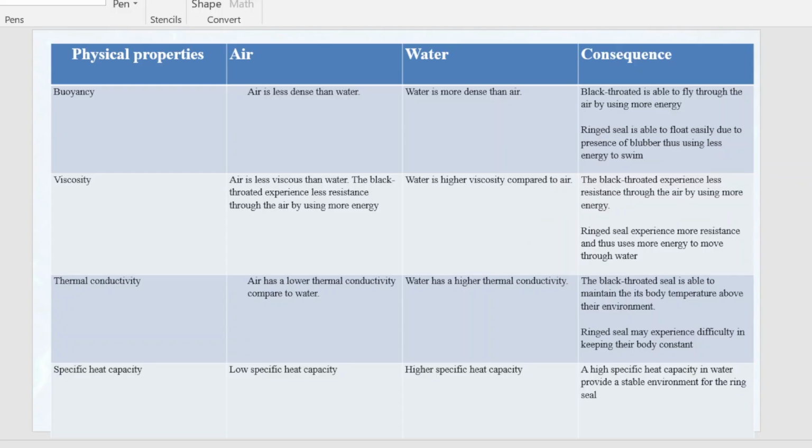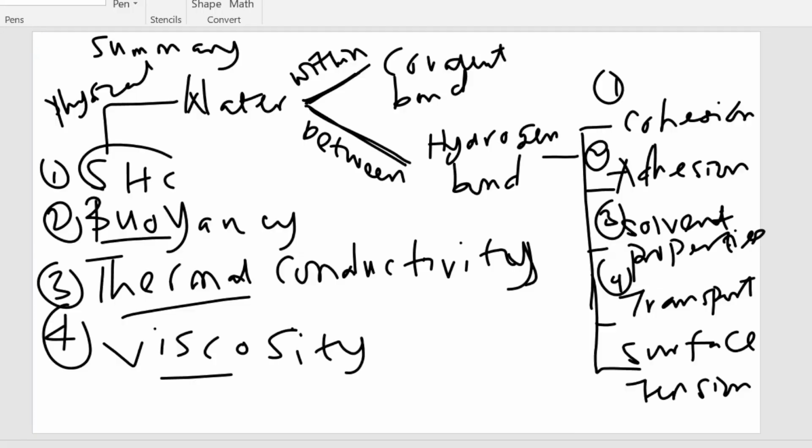Then the other one is thermal conductivity. Air has a lower thermal conductivity than water. And so what is the consequence for these two organisms? The black-throated is able to maintain its body temperature above their environment, and the ring seal may experience difficulty keeping their body temperature constant. So these are the effects of these physical properties of water.